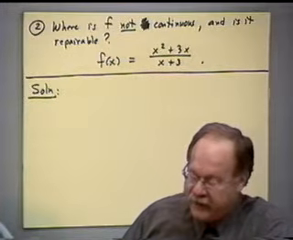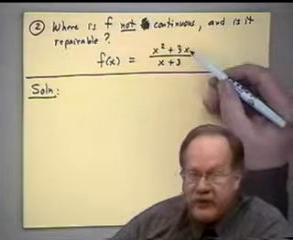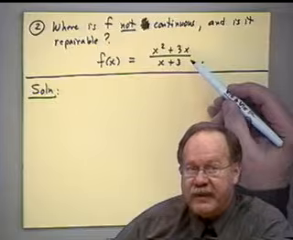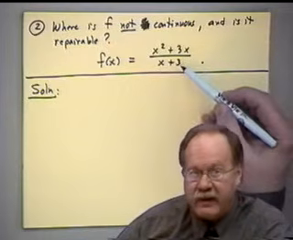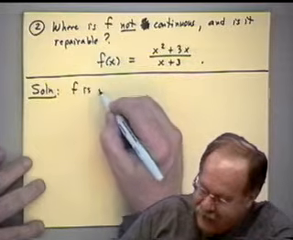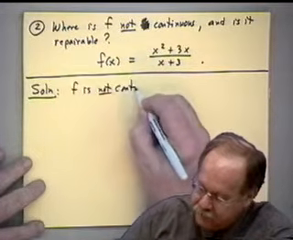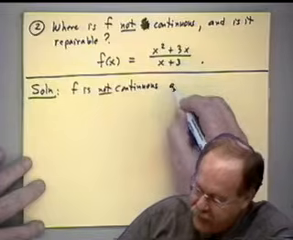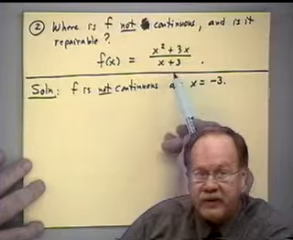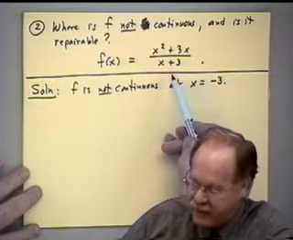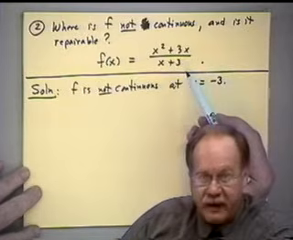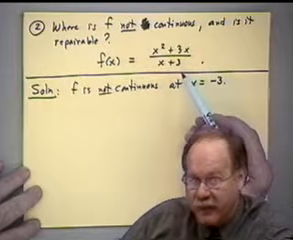Where is f not continuous? Well, first of all, this is a rational function, polynomial over a polynomial. These functions are going to be continuous everywhere except where the denominator is 0. So I know immediately f is not continuous at x equals minus 3, because that would make the bottom 0, and division by 0 is not defined. Now, I'd like to know what the function is doing everywhere else so that I can see if it's repairable.